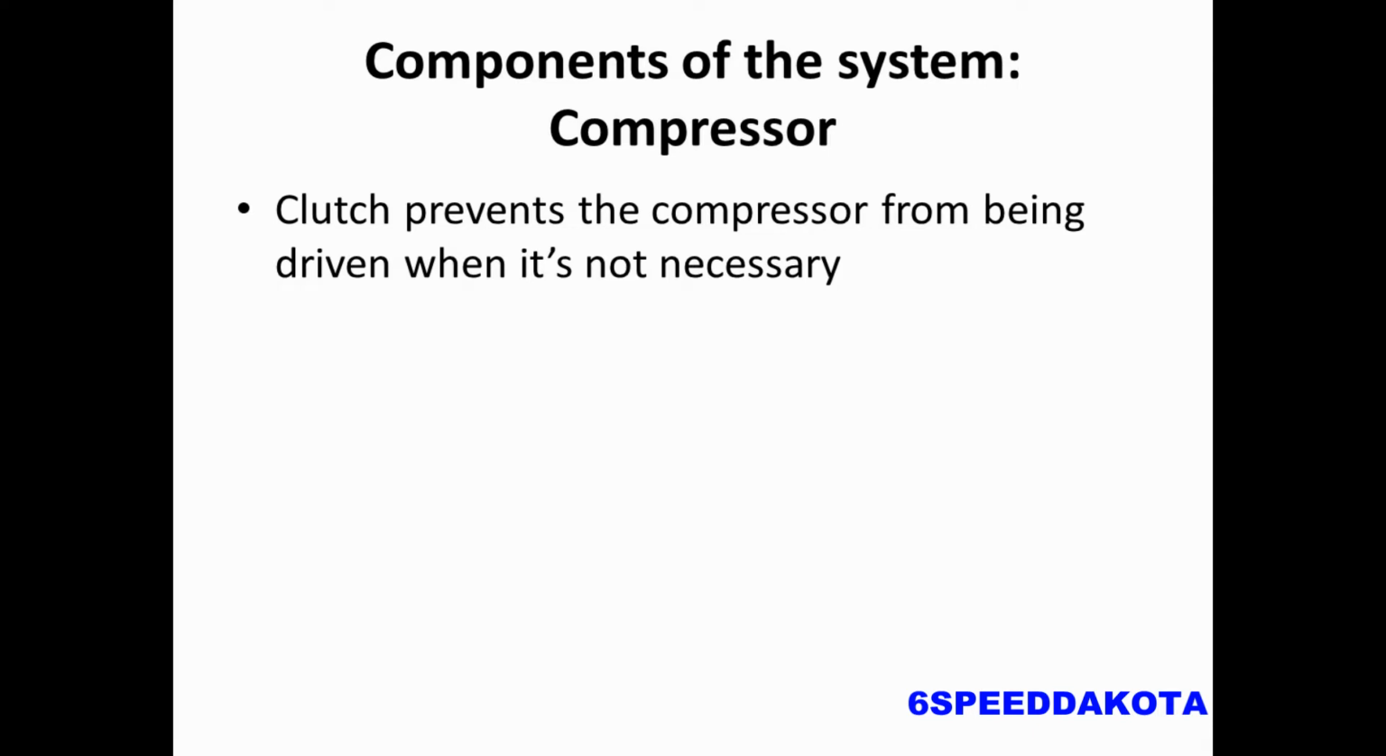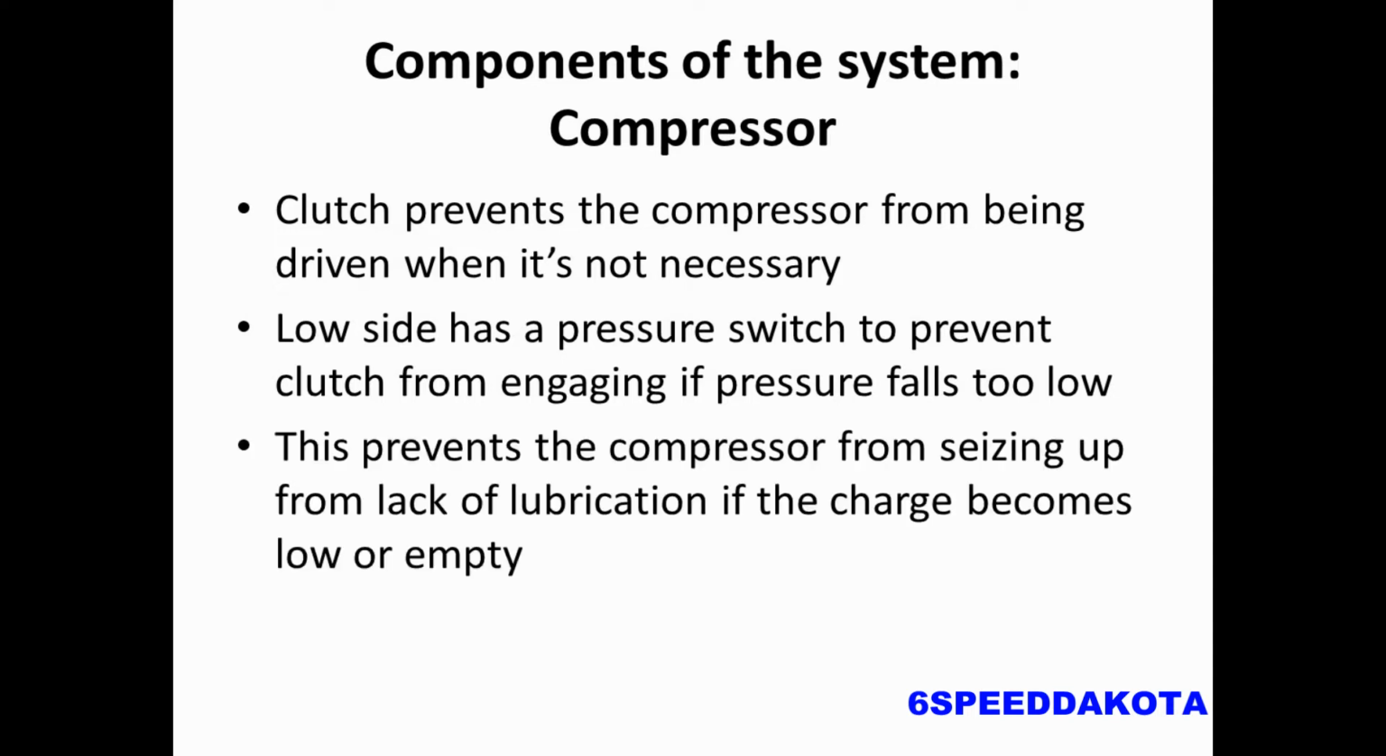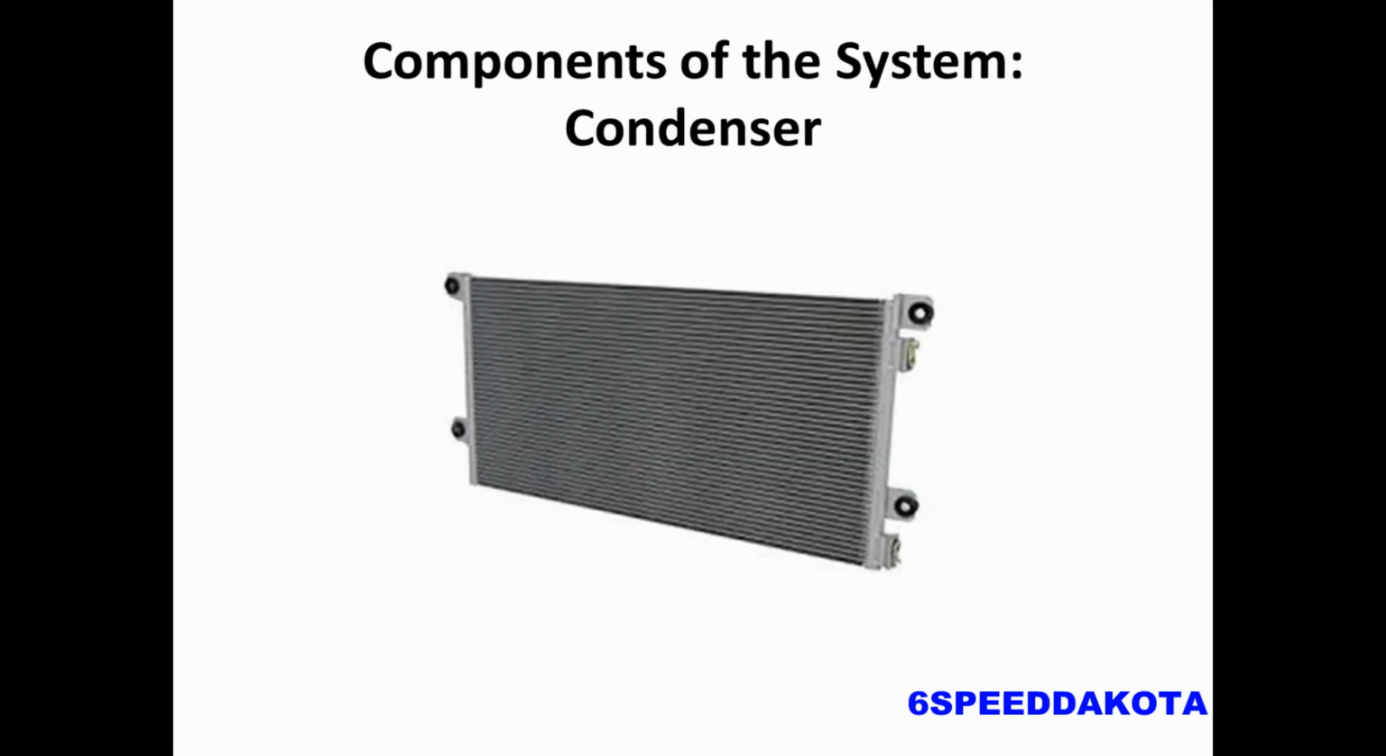So the clutch prevents the compressor from being driven when it's not necessary, again, for fuel economy and for wear and tear. The low side actually has a pressure switch, which prevents the clutch from engaging if the pressure falls too low. Usually about 20 to 25 psi or so, I've heard, or maybe even down to 10. I've heard a bunch of different points where the low pressure switch will cut the power to the compressor clutch. Basically, it prevents the compressor from seizing up from lack of lubrication if the charge becomes low or empty.